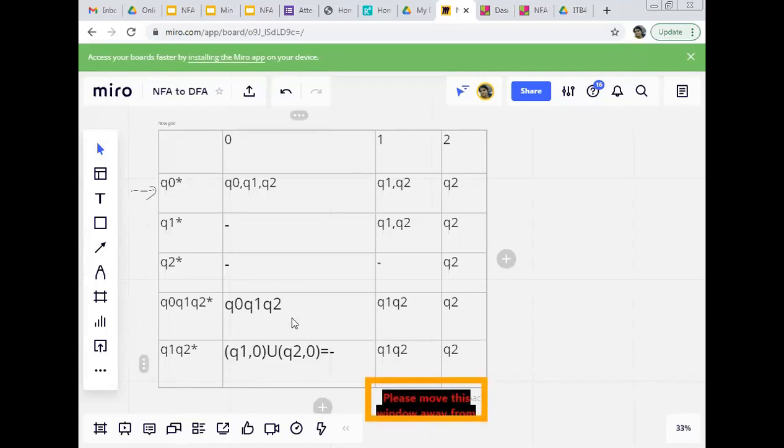Okay, if you get a new state, you have to again take that state and find its transitions. If I get more new states, again I have to take that state and go for the transitions. We have to add here in the state table all the combinations that we get here. Is this clear, students? Any doubt in this?